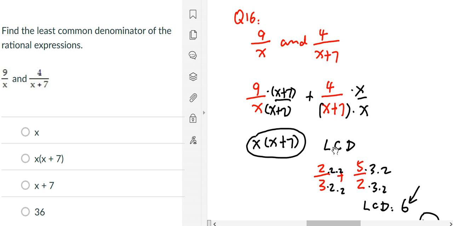And here, the least common denominator is x times x plus 7. That's the one right here. So the second choice is the correct answer.